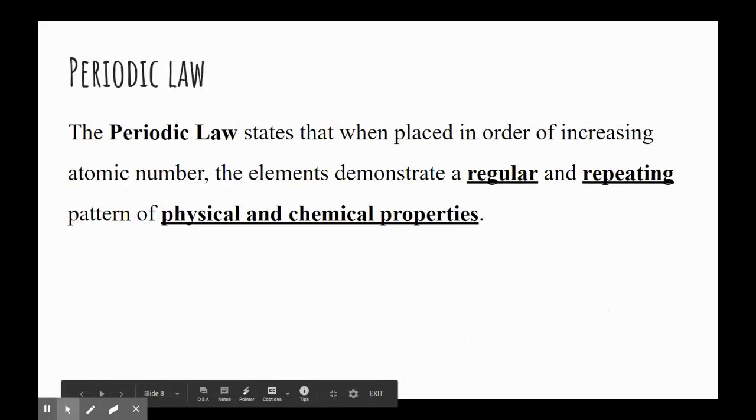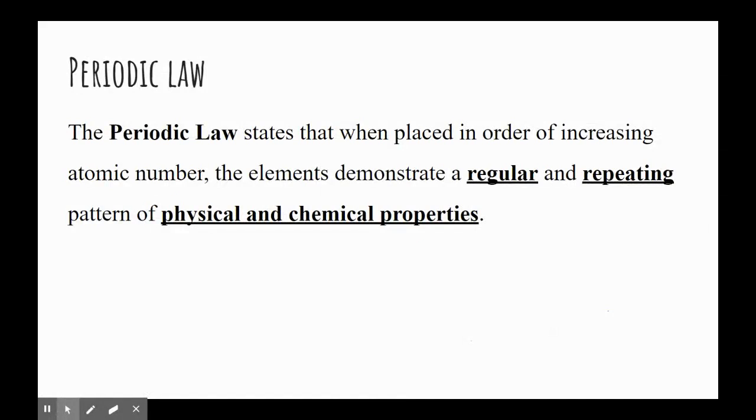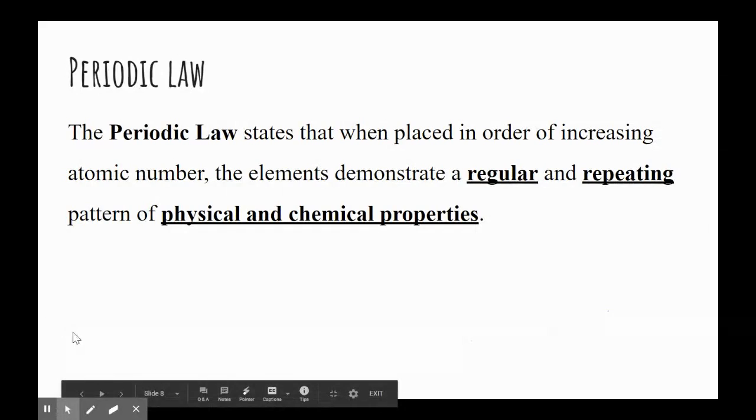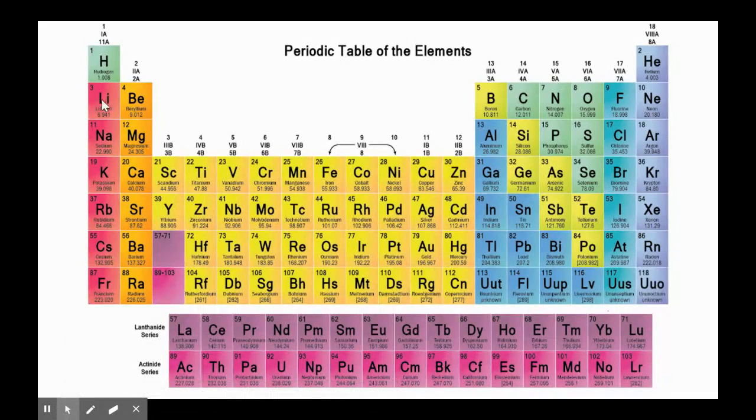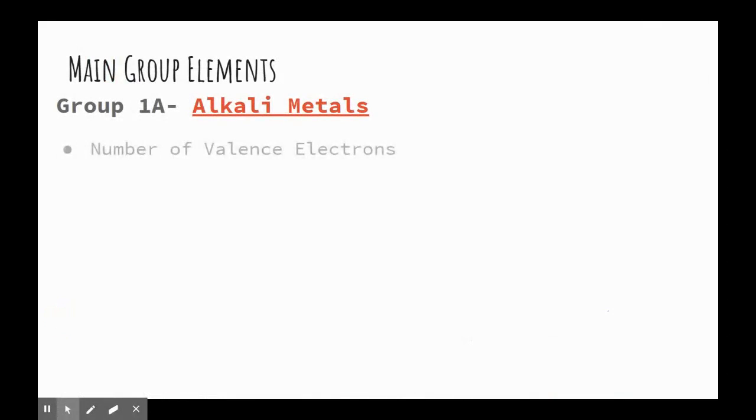Okay, so next we want to talk about some properties of the few specific families that we have. The families demonstrate the same properties as each other because of the periodic law. When you place elements in order of increasing atomic number, we see regular and repeating patterns of physical and chemical properties. The first group we're going to talk about is 1A, the alkali metals. All of the alkali metals have 1 valence electron, and they all share some similar properties.